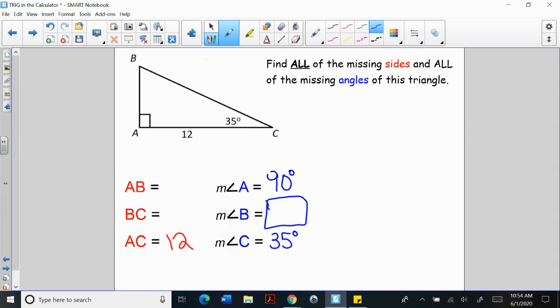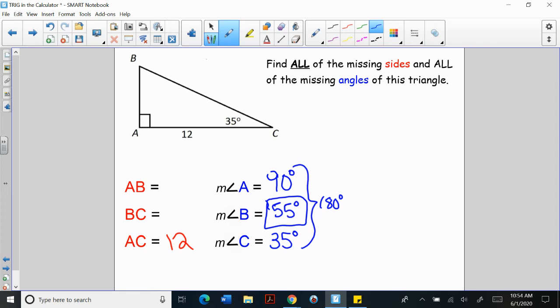Okay, awesome. So remember, all three interior angles of that triangle still add up to 180 degrees. It's still a triangle. So if I take 180 degrees and subtract out those angles, I'm going to get 55 degrees.